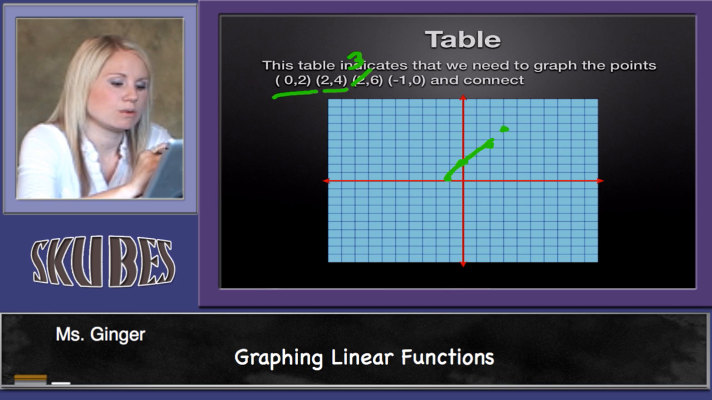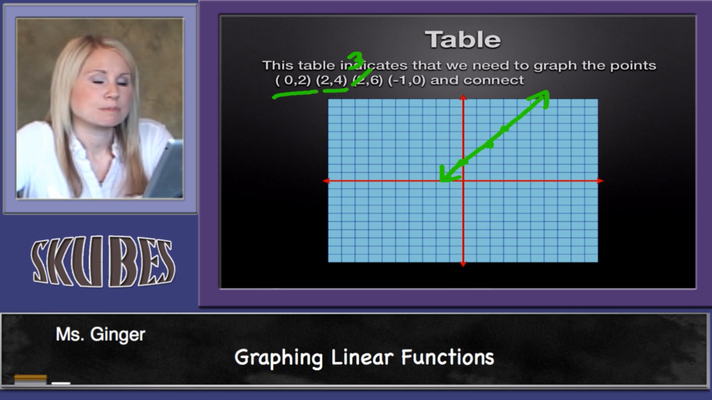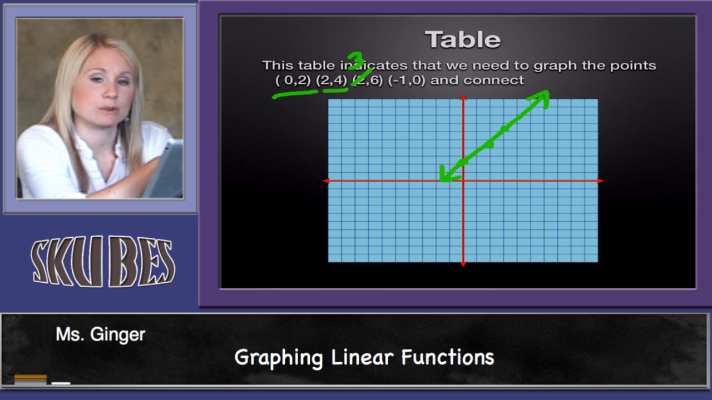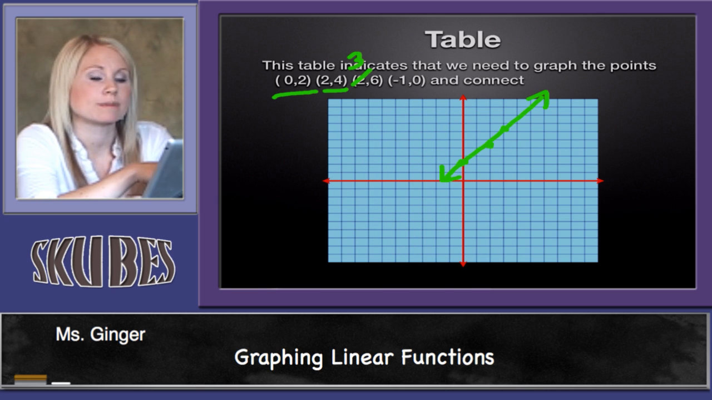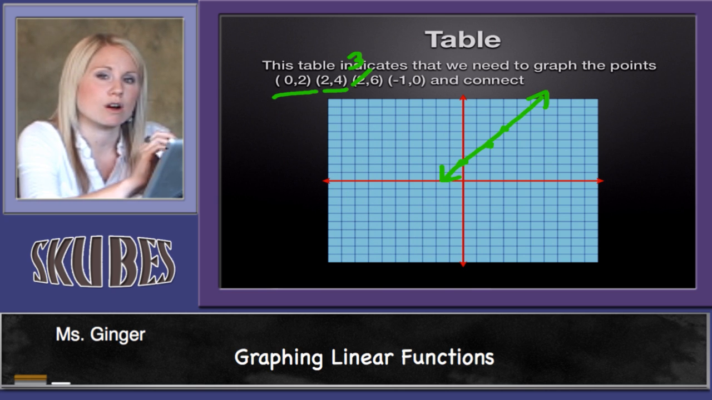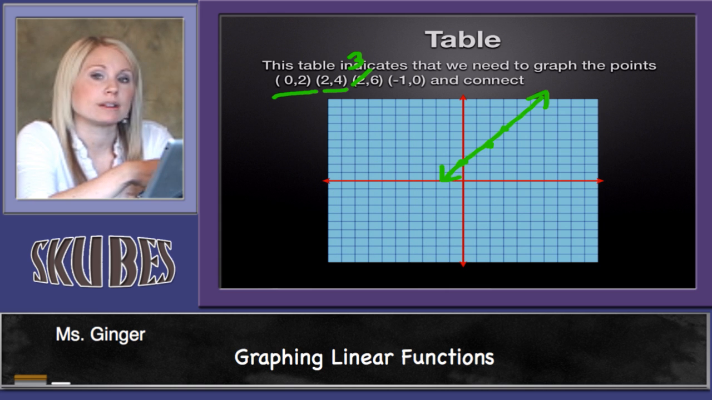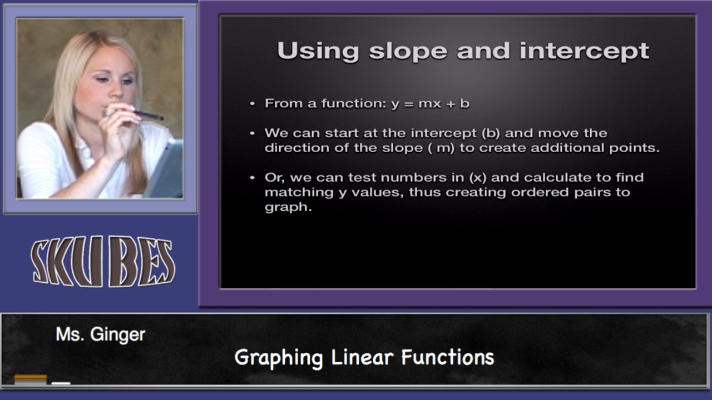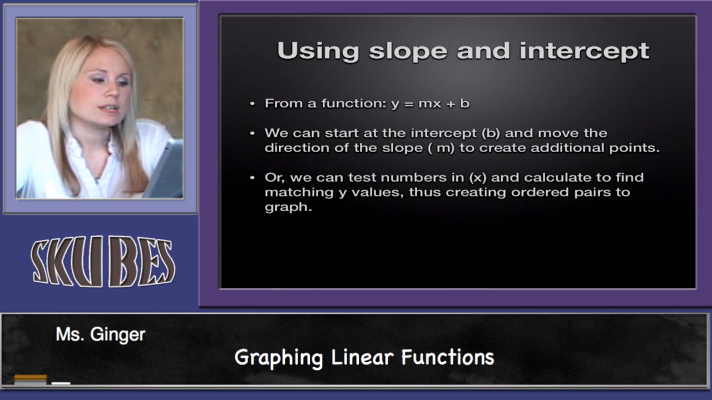Alright, when you connect your points, you should form a straight line. The reason why I noticed this third point was a mistake was because it was not going to form a straight line. So this chart of values, if it's a linear function, should form a straight line. If you get any points that are off of that line, then it may not be a linear function. Okay, using the chart of values, all we had to do was plot the points and then connect.